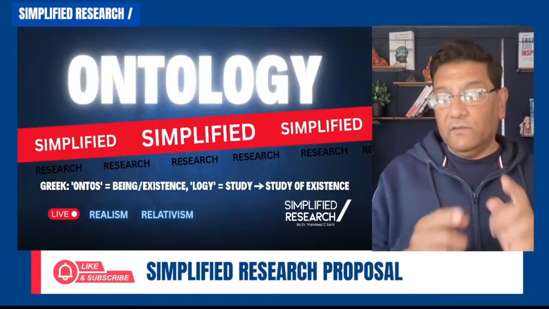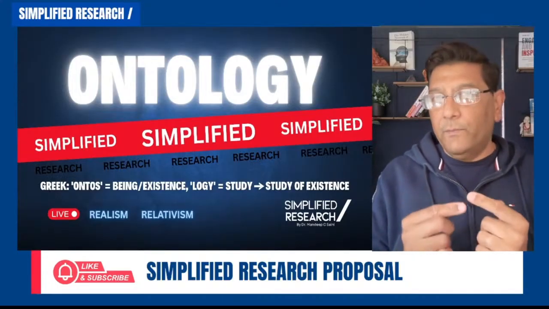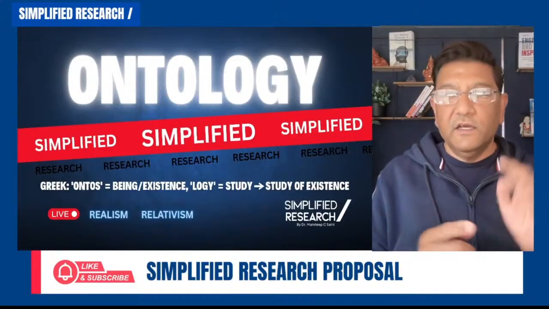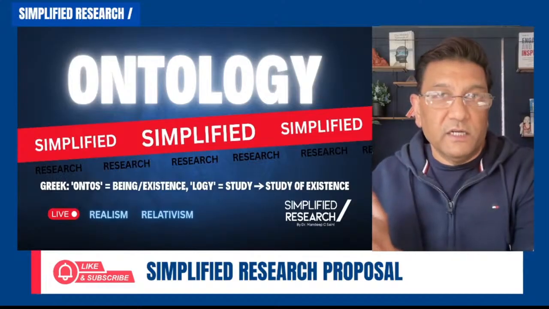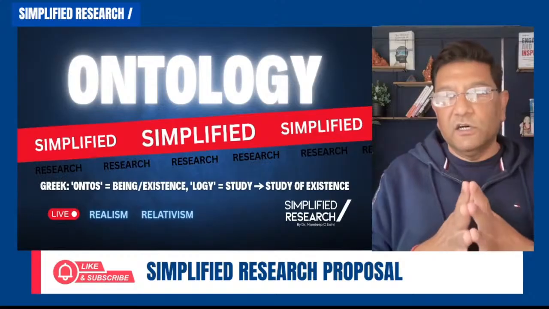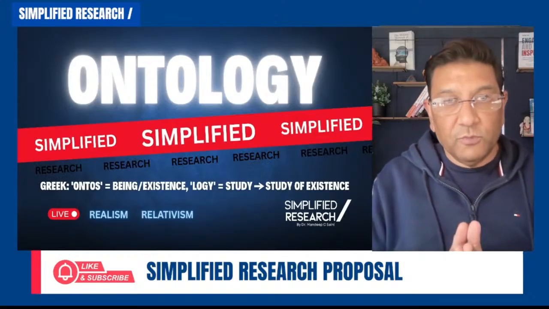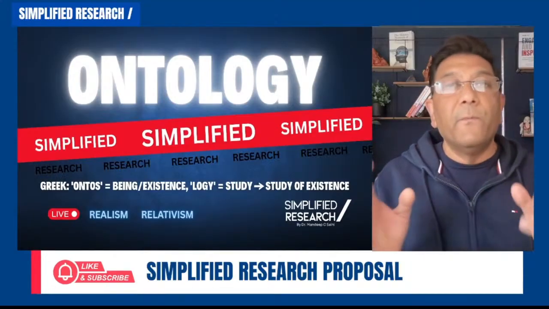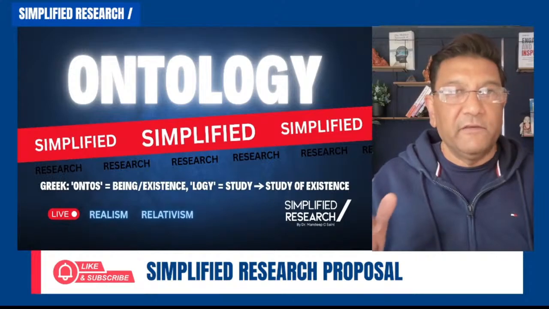So with that, when you understand about ontology, you can have a better understanding about, okay, your research is going to be qualitative, or your research is going to be quantitative. Mainly in social science, most of the research is qualitative, but there are possibilities that research could be mixed method, where you use qualitative and quantitative both.